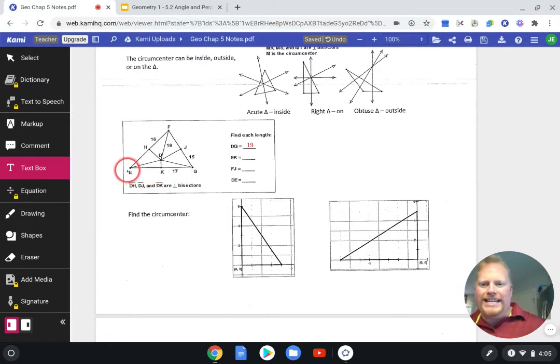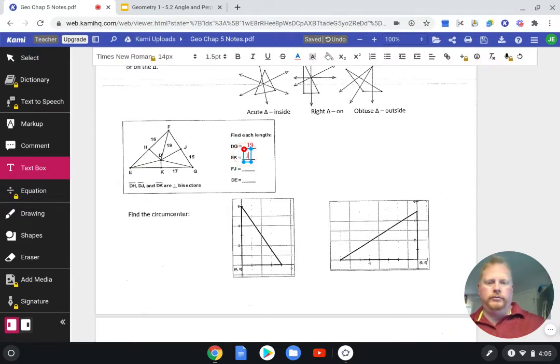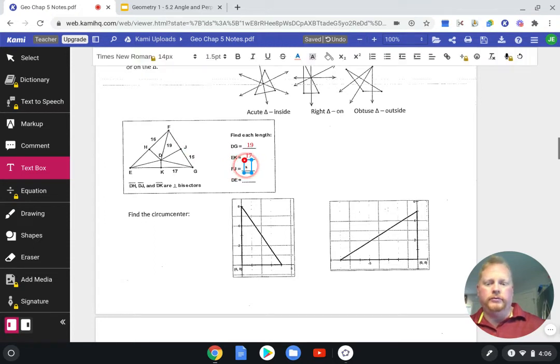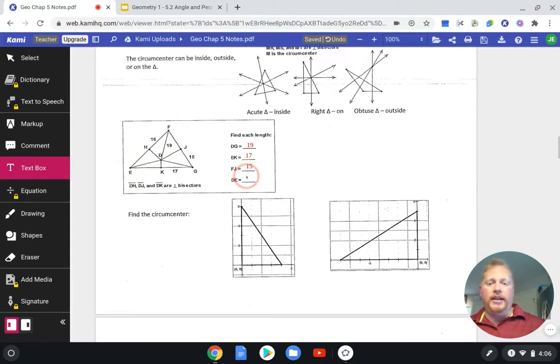If I want to know how long EK is, the trick here is that because they are perpendicular bisectors and GK is 17, that means EK also has to be 17. FJ, since GJ is 15, that means FJ has to be 15. And DE, since DF is 19, DE also has to be 19.